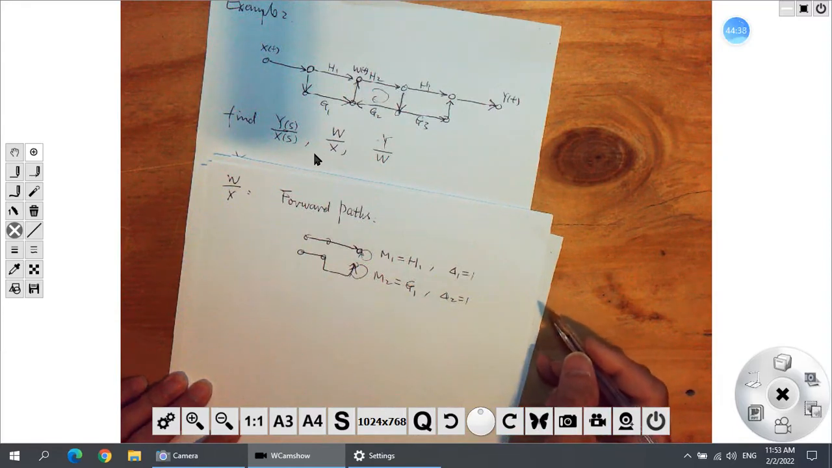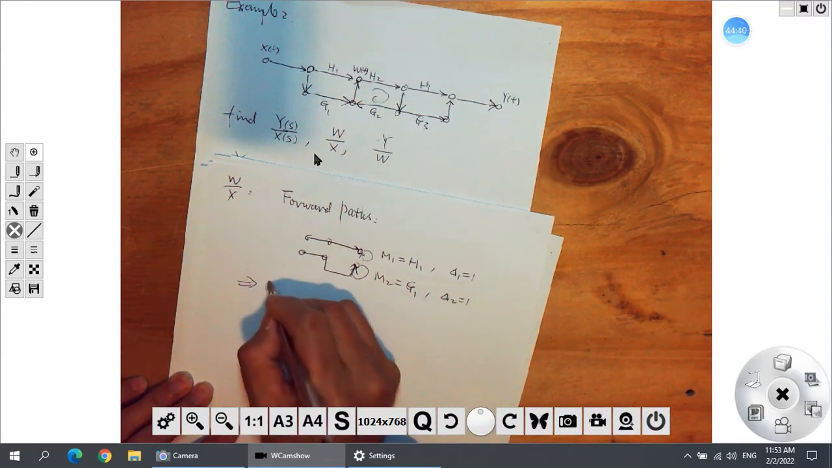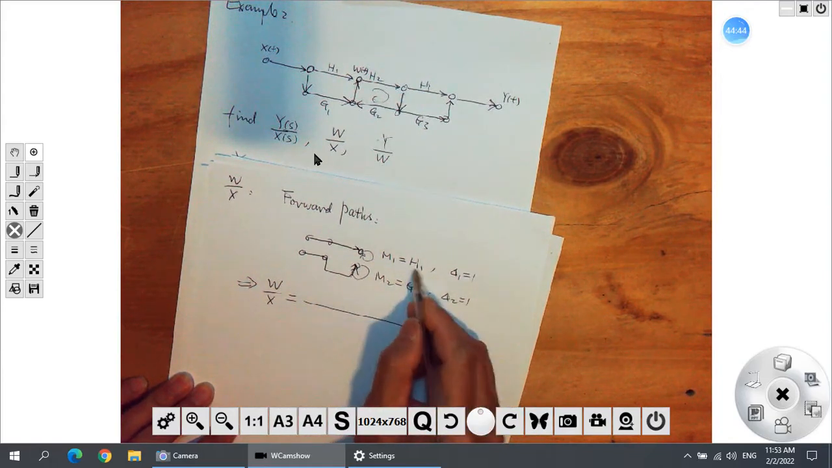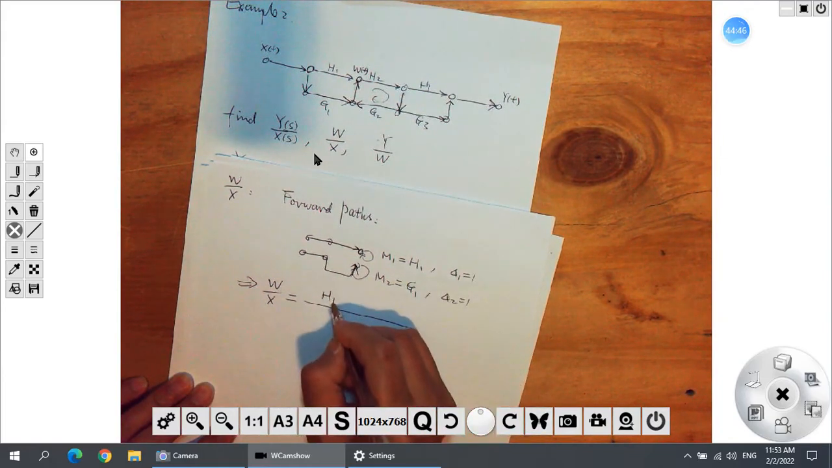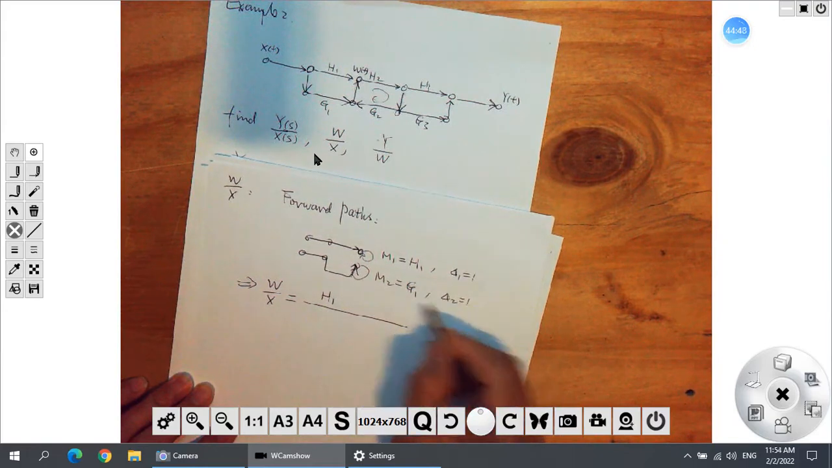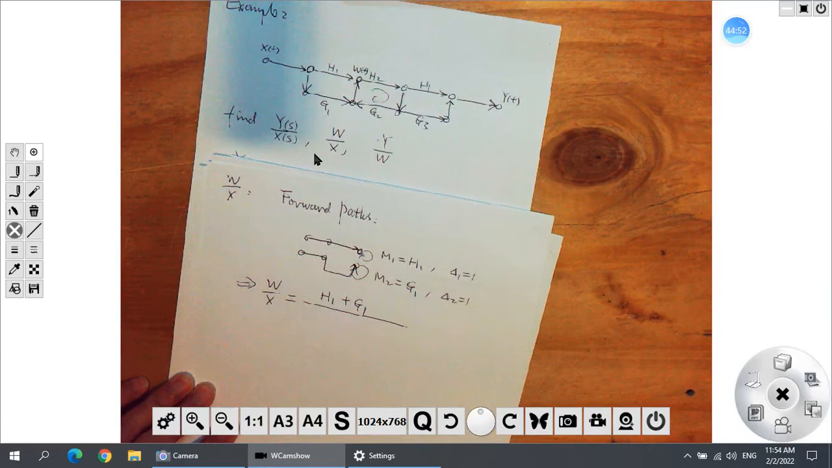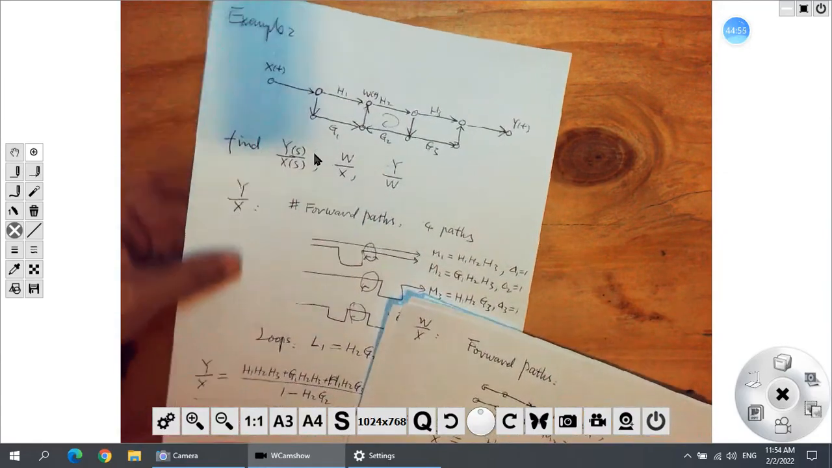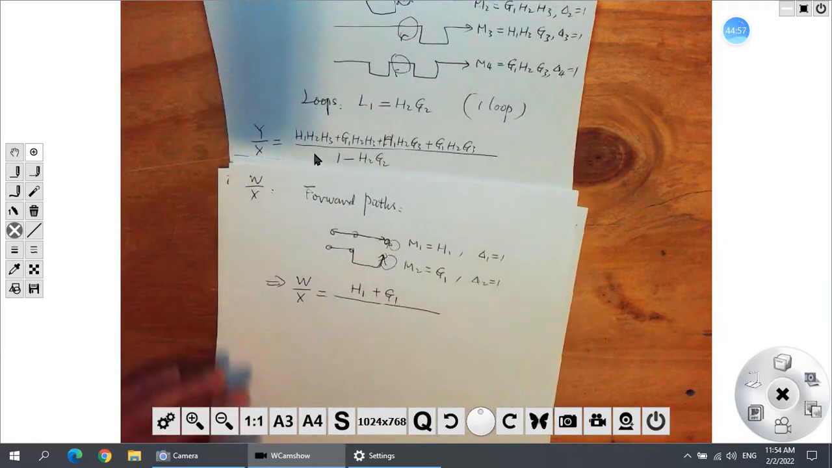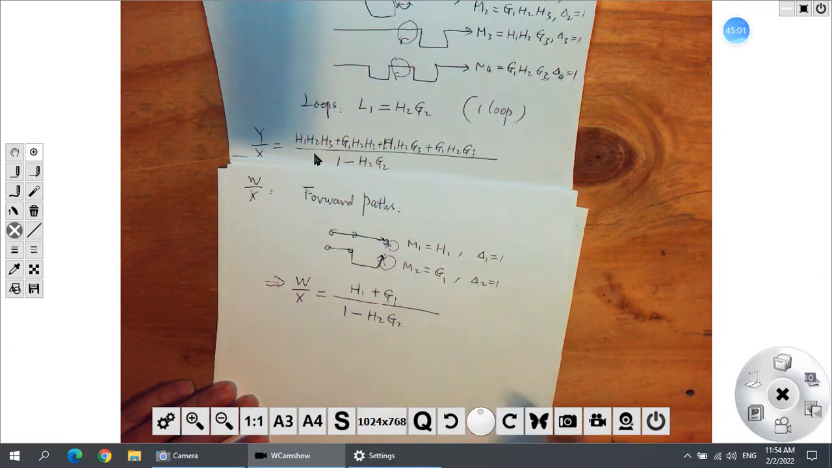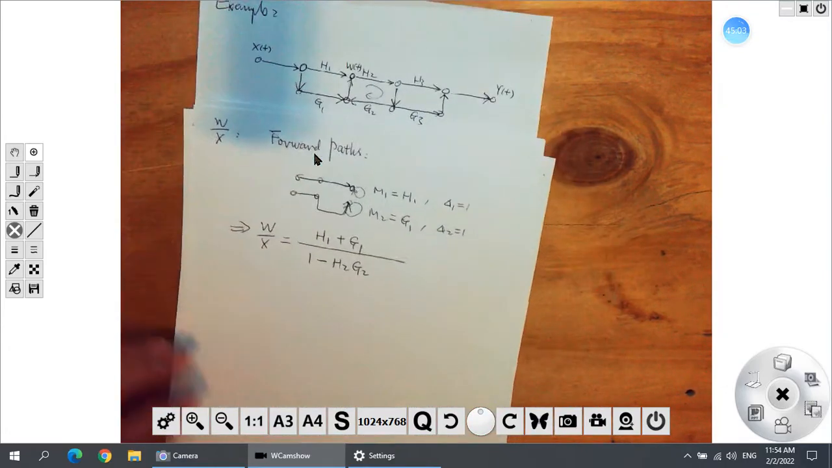Delta is the same. So we have W over X will equal to a fraction. The numerator is M1 times delta 1, that is just H1, and M2 times delta 2, it is G1, and the denominator will be same as here, is 1 minus the loop, H2 G2. Okay, so this is W over X.